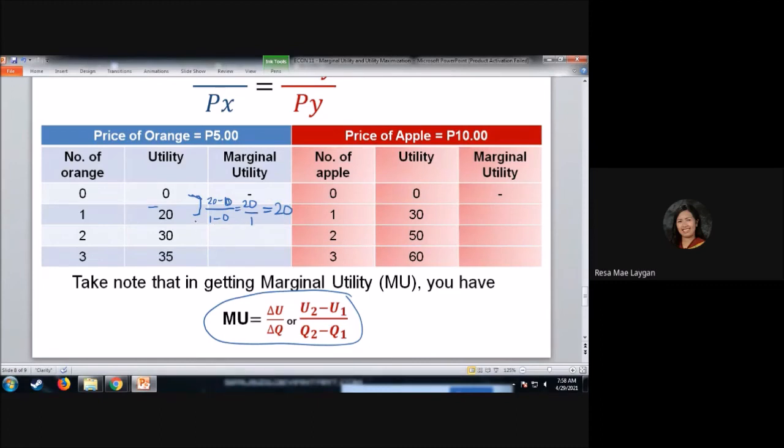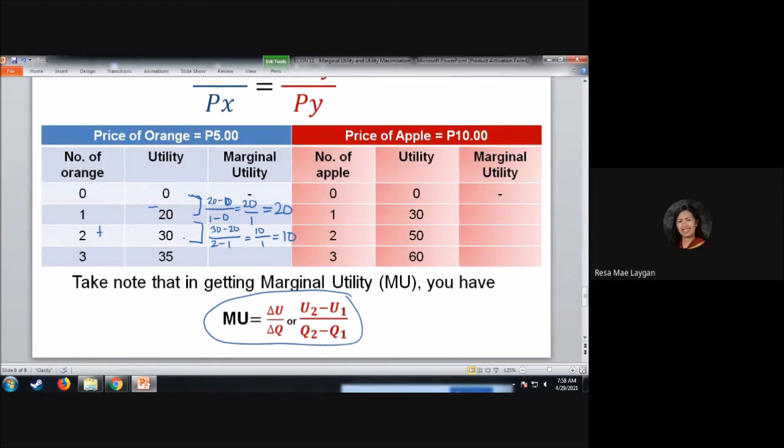So here, how about on this portion? Additional 1 unit of orange. So you have 30 minus 20 with respect to 2 minus 1. So you have here 10 divided by 1. So your marginal utility here is 10, right?